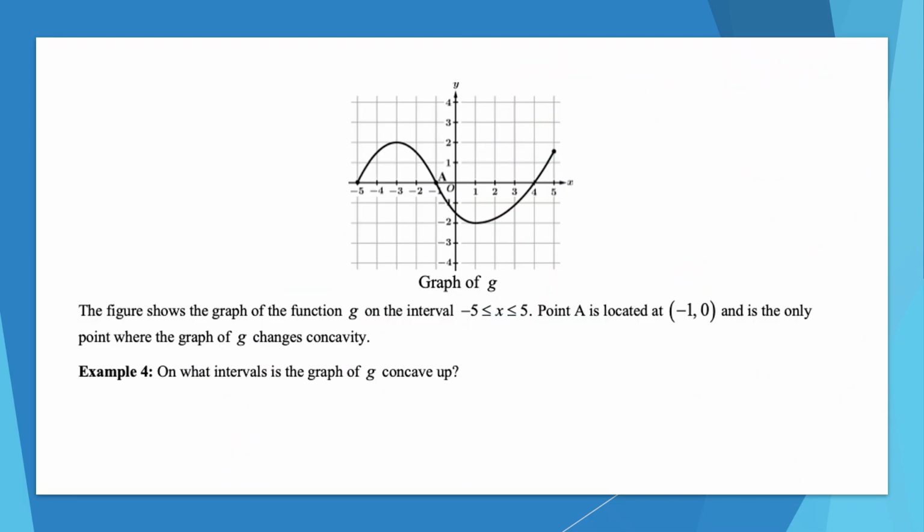Let's take a look at example 4 here. The figure shows a graph of g on this interval. Point A is located at -1, 0, and is where the graph changes concavity. On which interval is the graph of g concave up? Well, we know it's concave down all the way up to this point, and then here is where it switches from concave down to concave up. So where is it concave up? That's going to be from -1 to 5. So that should be our answer for example number 4.